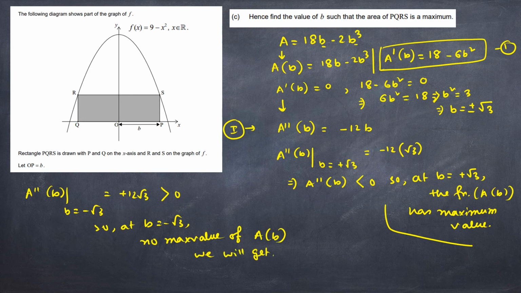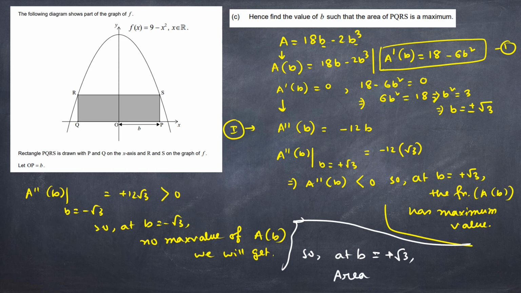So from here we can write the value of b for which the area of PQRS will be maximum is, so now we can write, at b equals plus root 3, area of PQRS is maximum. Okay, so in this way this problem is done.